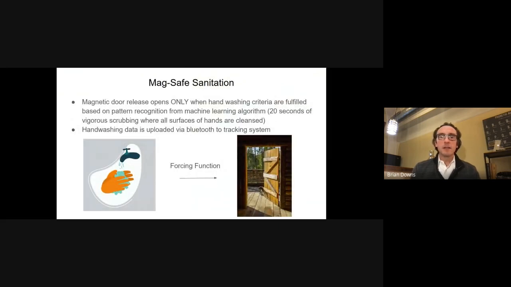So the idea here is that adequate hand washing would trigger a forcing function that would allow the door or gate to open if and only if adequate hand washing has been fulfilled, based on pattern recognition from a machine learning algorithm. This would be programmed so that 20 seconds of vigorous scrubbing would be adequate, based on the CDC guidelines for hand washing. And then this data could be uploaded via Bluetooth to a tracking system similar to the ones described earlier. Next slide.